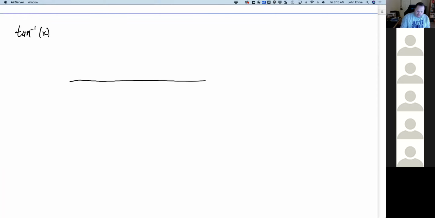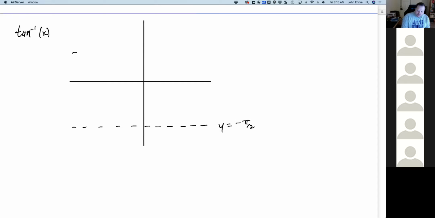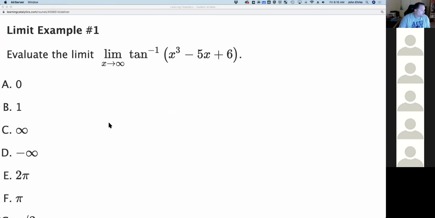So let me just remind you of what that graph looks like for a second. It has one horizontal asymptote at negative pi halves. It has another horizontal asymptote at pi halves. And the graph of the arctangent function looks like this. So tangent inverse, arctangent, the graph looks like this. So based on that knowledge, I want you to try to answer this limit problem.